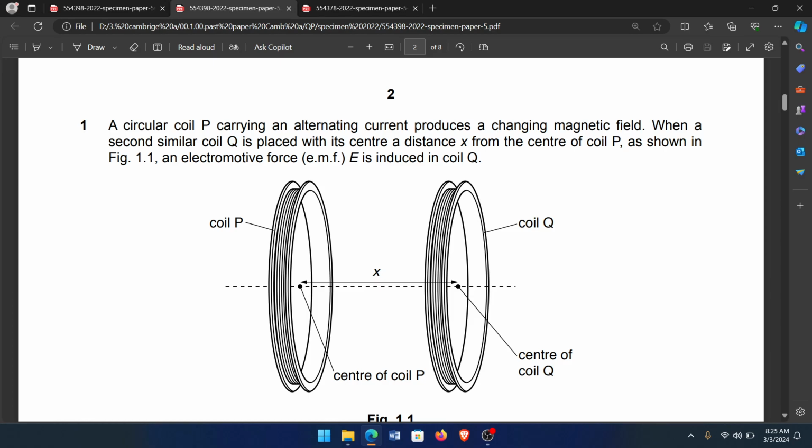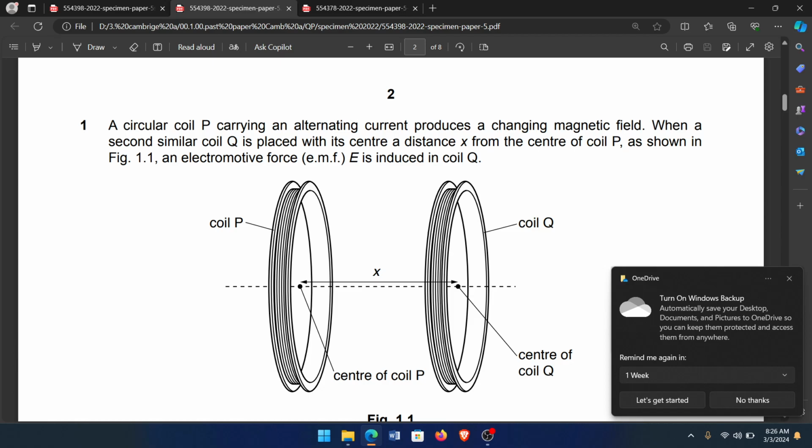Here two circular coils are given, coil P and coil Q. Then alternating current is given to coil P, so it will be making a varying magnetic field around it. From theory, the second coil near to it will have a change in magnetic flux through coil Q and EMF will be induced. This physics is like a transformer.